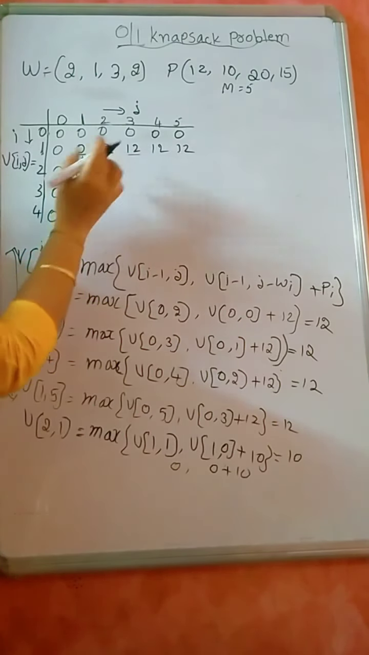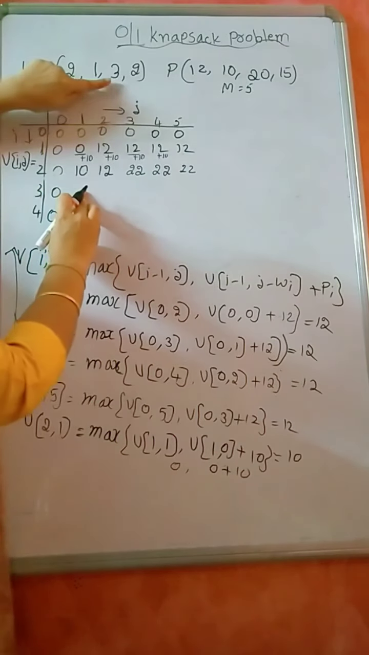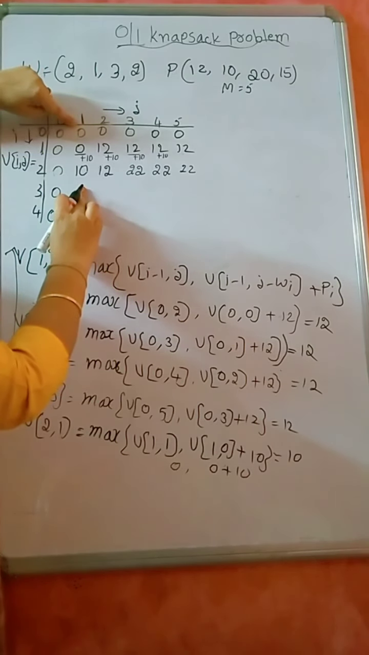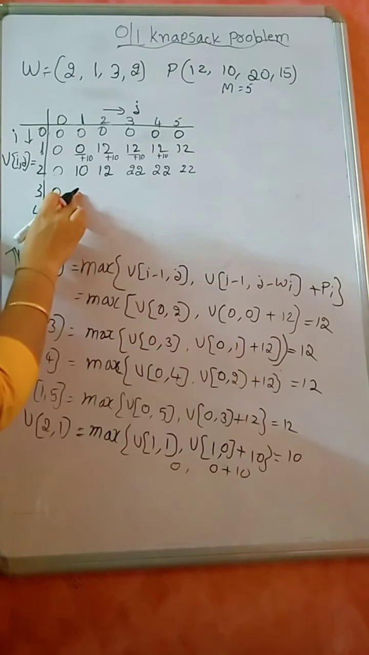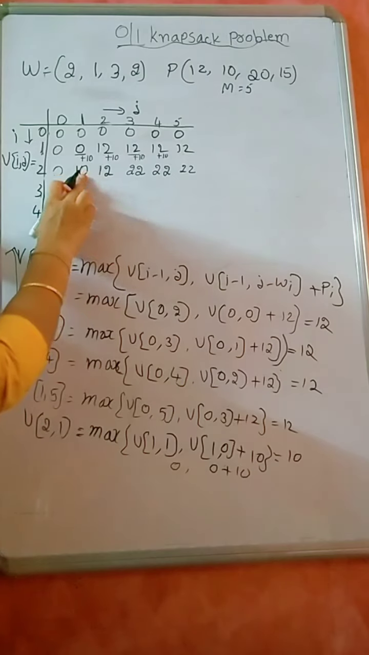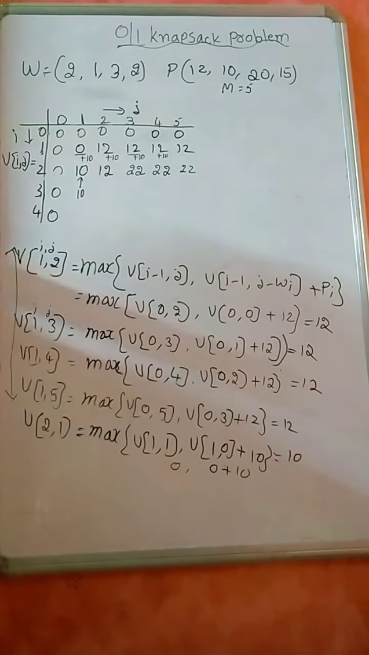Okay, now I'll consider this entry. What is the third object's weight? 3. What is the remaining capacity? 1. Can I insert? No. Which case? Second case. Second case means previous profit. What is the previous profit? 10, this one. So the previous profit is 10.